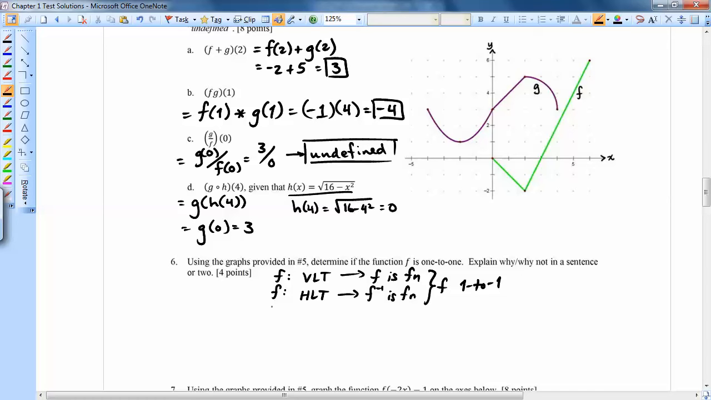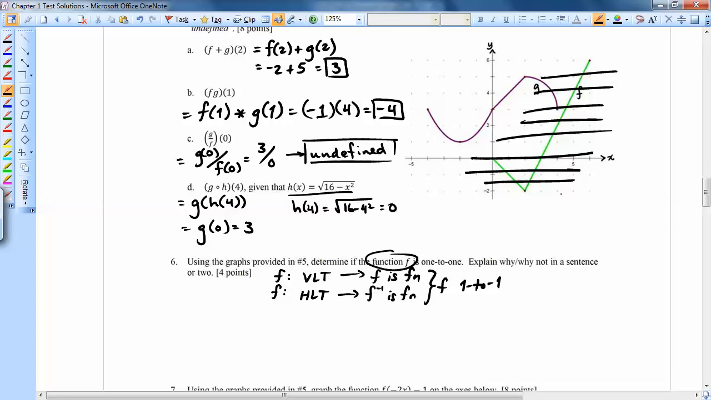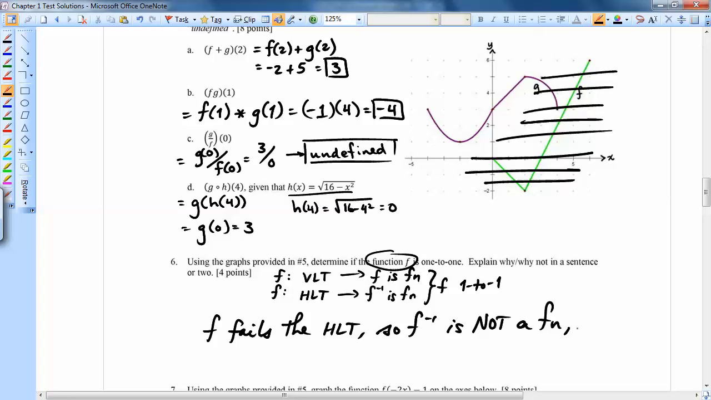So you already know f is a function because it says so right here. So you don't need the vertical line test, but if you did it anyway, well, it passes the vertical line test, right? Only hits once or not at all. Horizontal line test, well, it passes up here, but then once you get to the x-axis, it fails for lots of values there. So f fails the horizontal line test, so f inverse is not a function. So f is not 1 to 1.